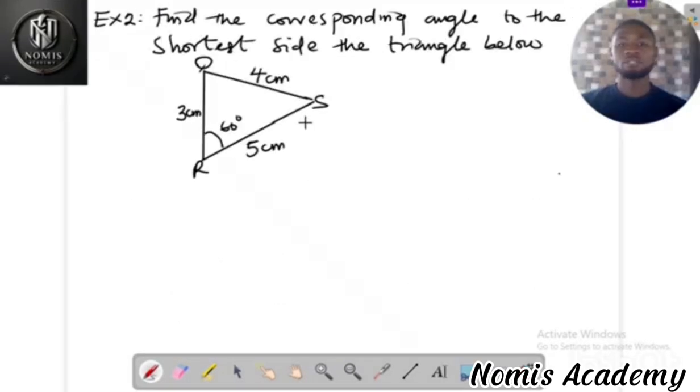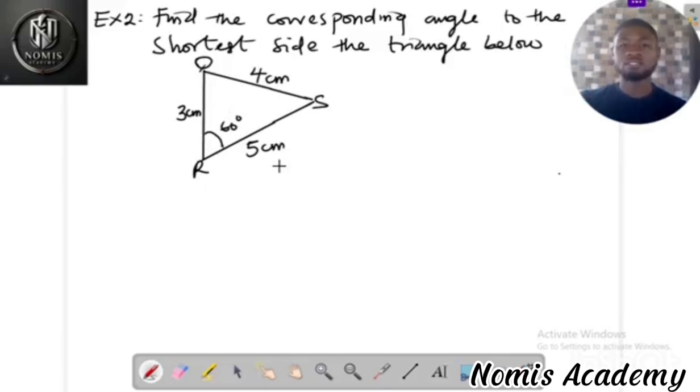The second example says: find the corresponding angle to the shortest side of the triangle below. When we look at the triangle, one side is 5 centimeter, the other side 4 centimeter, then the third side 3 centimeter. That means this 3 centimeter is the shortest side. To calculate the angle opposite this, I'm looking for the angle that is opposite to the side 3 centimeter. That is the corresponding angle.